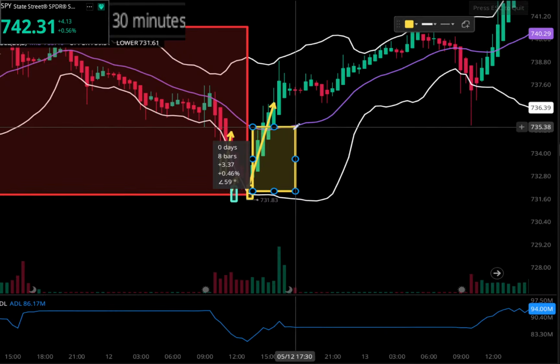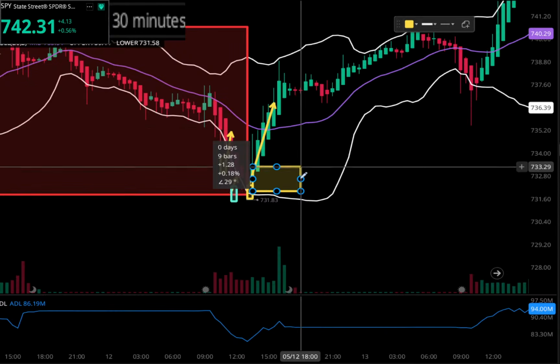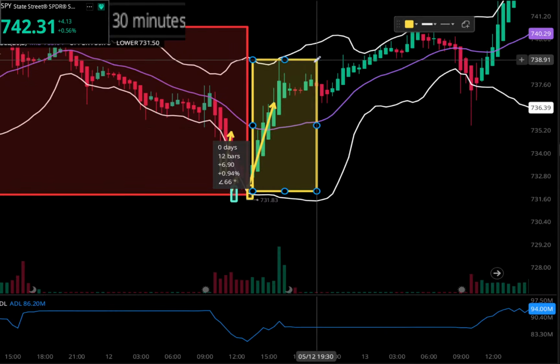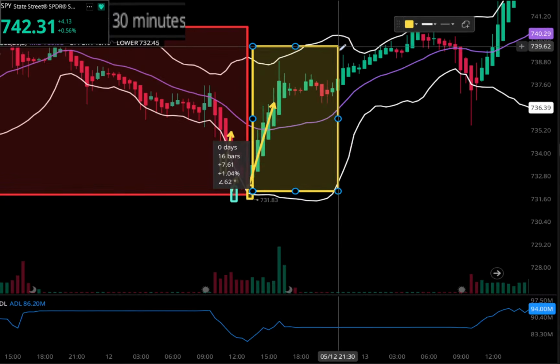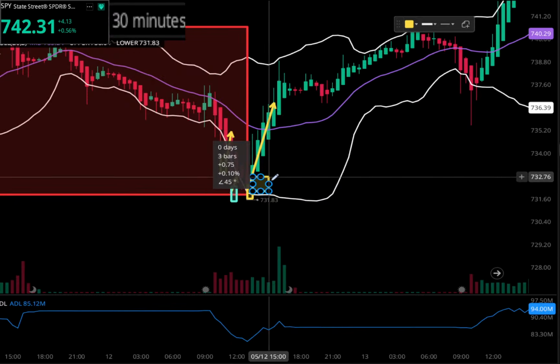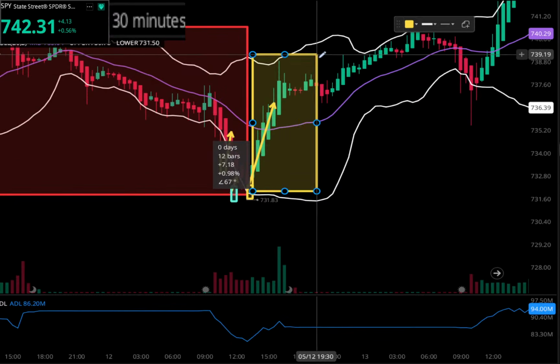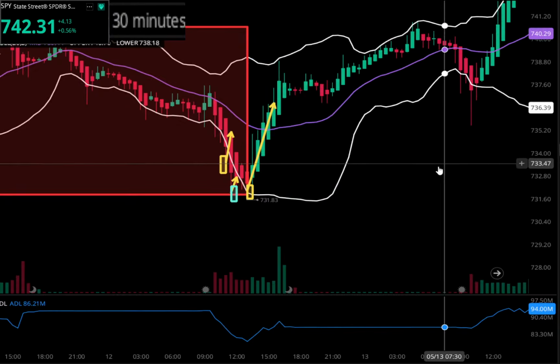Whether it's just to the 5 mile, whether it's just a teeny bit, whether it's all the way up to the top of that inverse cup, we know that buying is coming, because that's what happens with the lower Bollinger. So where do we kind of put our stops at?